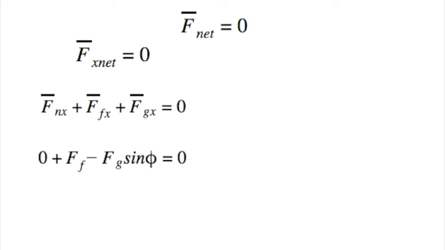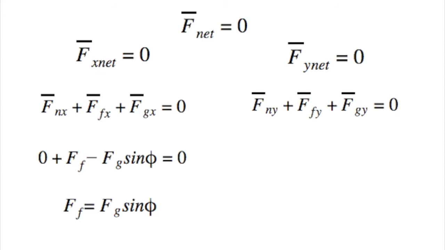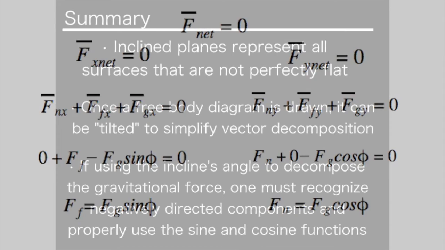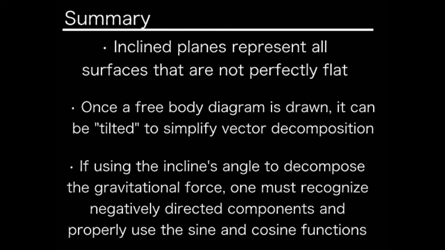Finally, we can simplify as much as possible, and we end up showing that the frictional force acting backwards up the ramp must be equal to the component of the gravitational force acting downwards along the ramp. We can then go through the same analysis in the vertical dimension, but substituting different zeros and other quantities that were identified before, and we end up showing that the normal force acting upwards on the box must be equal to the component of the gravitational force acting downwards into the ramp.